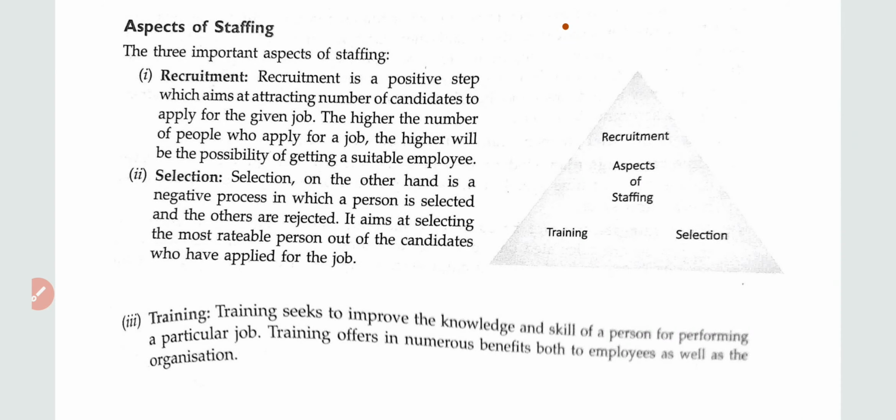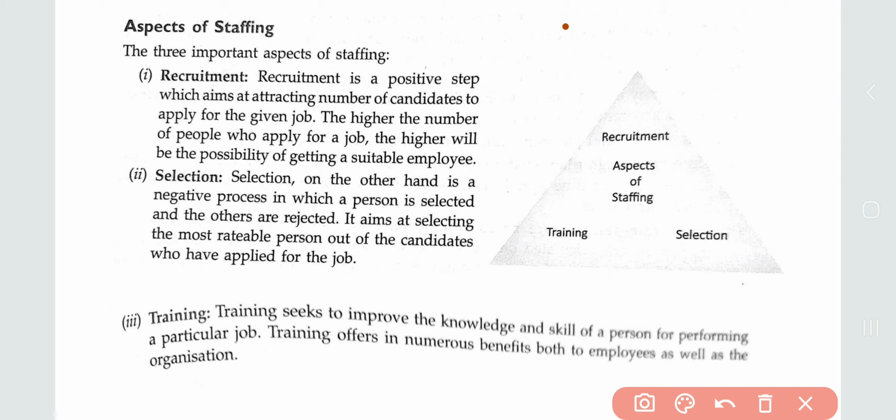Students, today we see yet another important topic from chapter 6 of staffing. So, before we jump onto the main topic, let us see what are the main elements that make up the entire staffing process. Three things make up the entire staffing process. You can see it on your screen. We call it the aspects of staffing or elements of staffing.